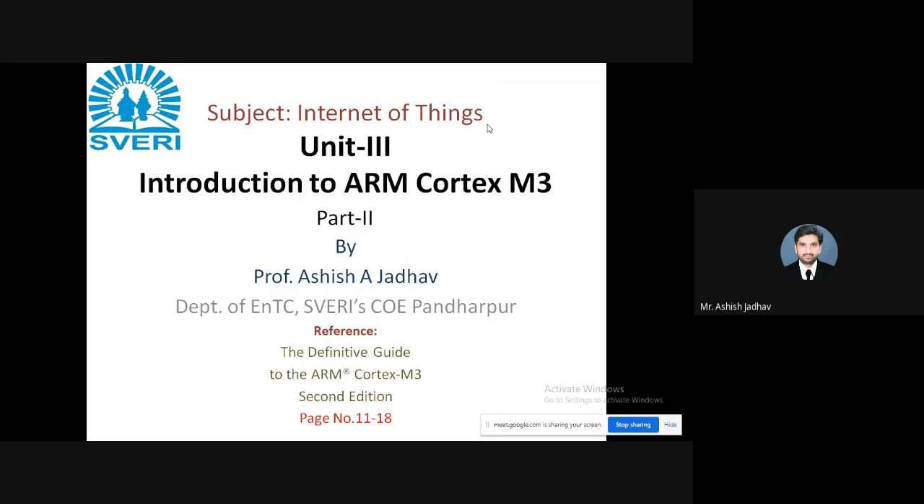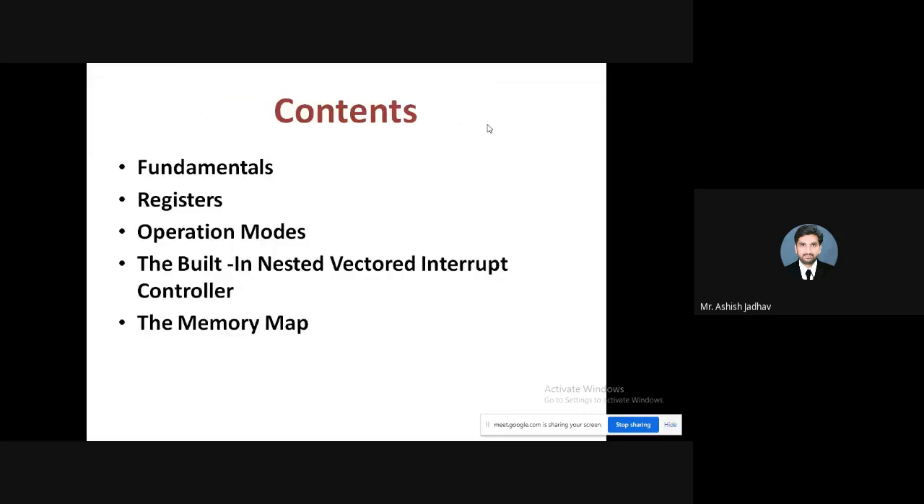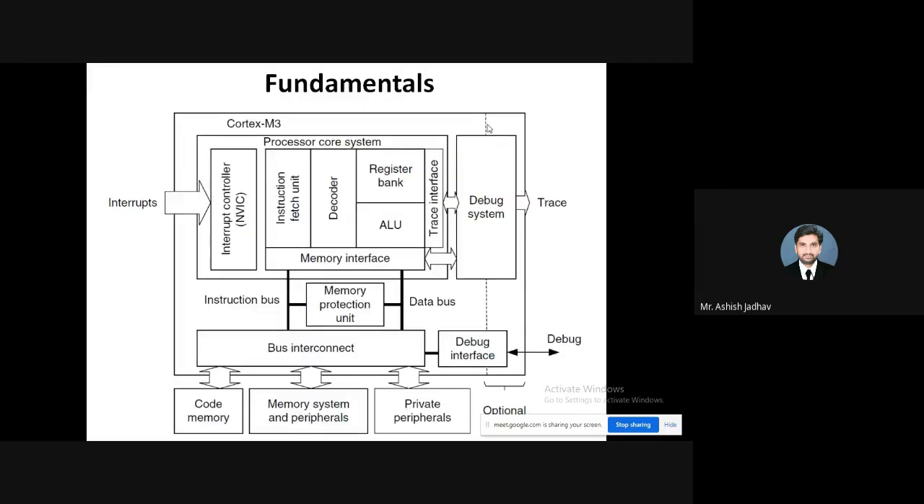So this is the second part, in which we will discuss fundamental registers, operating modes, built-in NVIC and memory map. So this is the architecture of Cortex M3 that we have discussed here. I can tell you the different things which we are going to study in the curriculum of the third unit. All those functional blocks are shown here. You can observe it. Right.